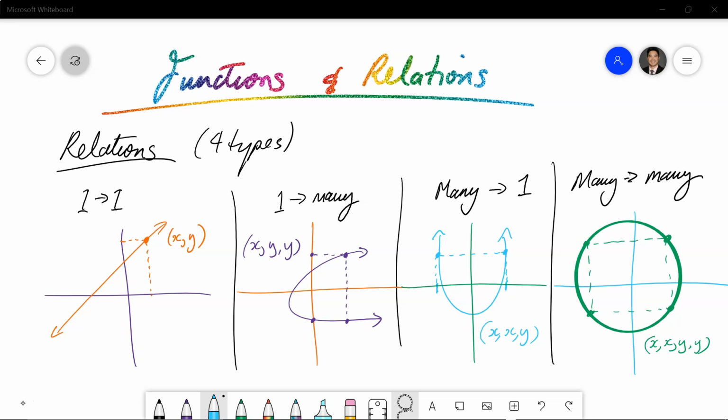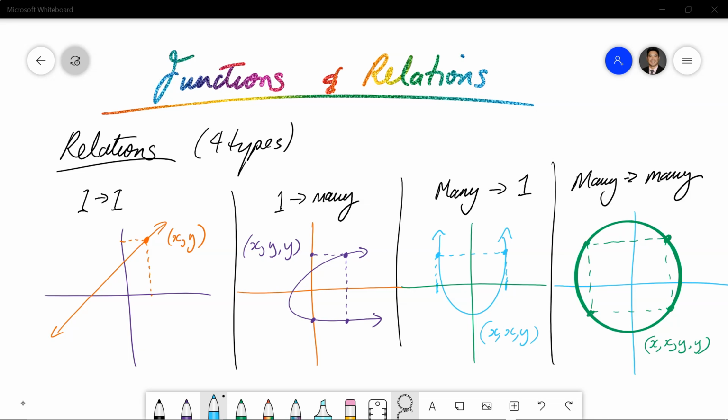One-to-many is where for every x value, you have multiple y values, or more than one y value. We have a sideways parabola here. You can see that the vertical dotted line, which represents the x value, is producing two possible y values that correspond with it. So one-to-many: one x value has more than one corresponding y value.